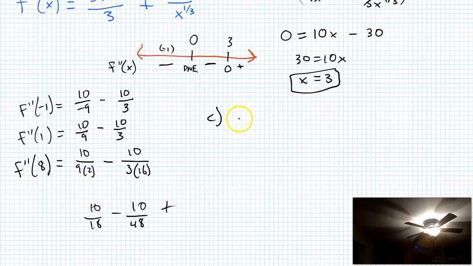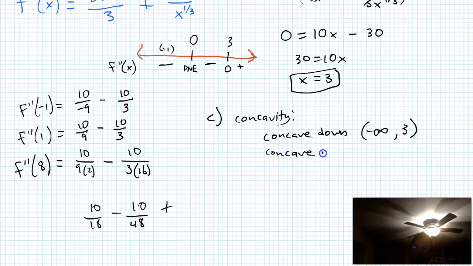So intervals of concavity. It is concave down from negative infinity all the way through to 3. And then it's concave up from 3 to positive infinity.